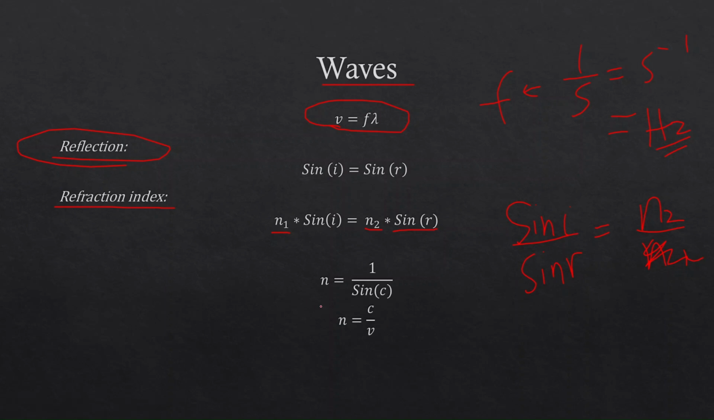This is Snell's law. Then you have n is equal to 1 by sine c. c is the critical angle, which is the angle of incidence at which the incident wave basically gets refracted perpendicular to the normal, and there's some form of total internal reflection also taking place. And then you have n is equal to c by v, where in this case c is the speed of light in vacuum, which is 3 times 10 to the power 8 meters per second, and v is the speed of light in that specific medium.